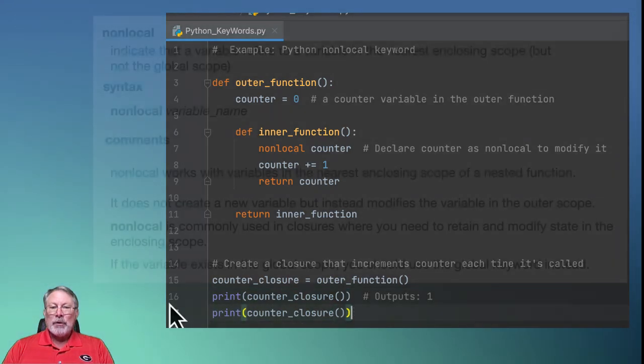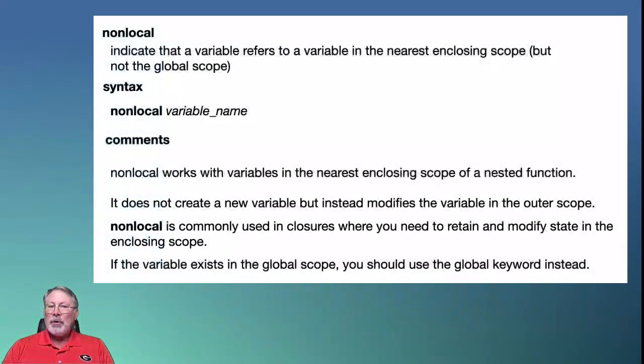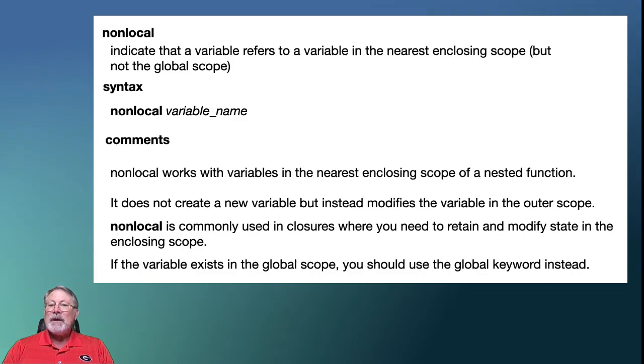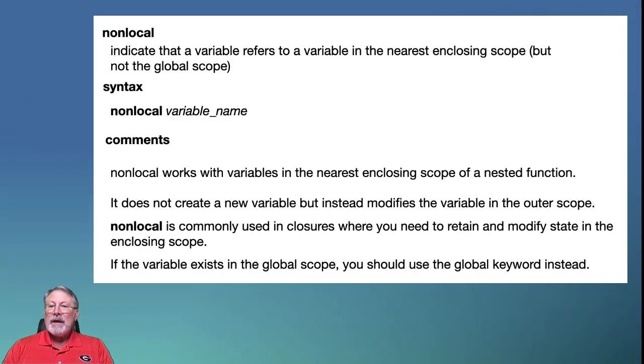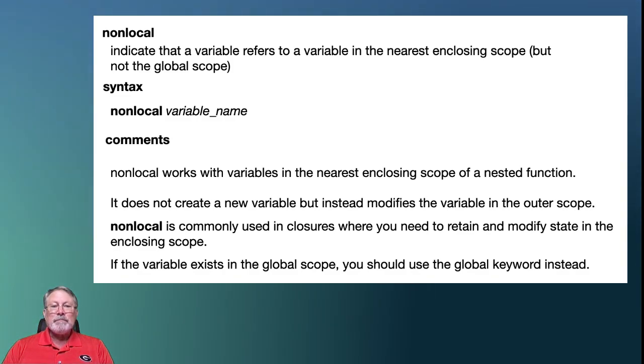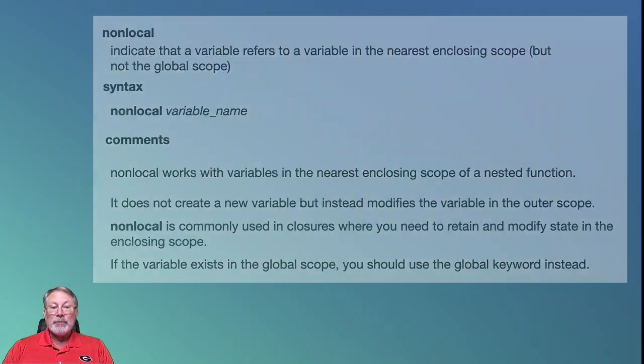Let's explore nonlocal together. The nonlocal keyword in Python is used to declare that a variable inside a nested function refers to a variable in the outer enclosing function. It allows you to modify the value of a variable in an outer scope, which isn't possible with local variables.